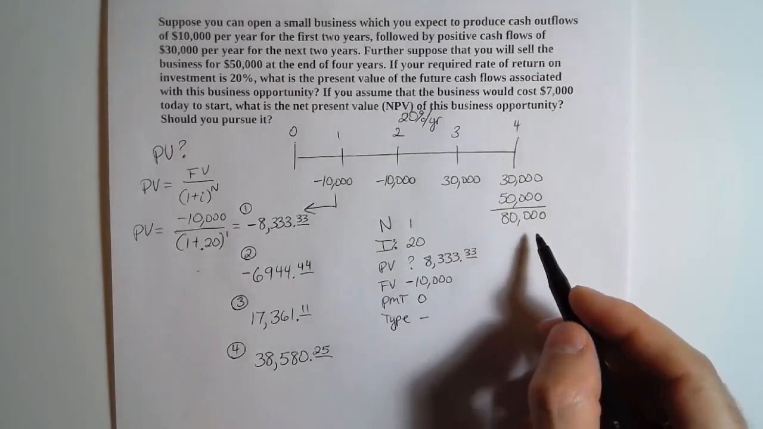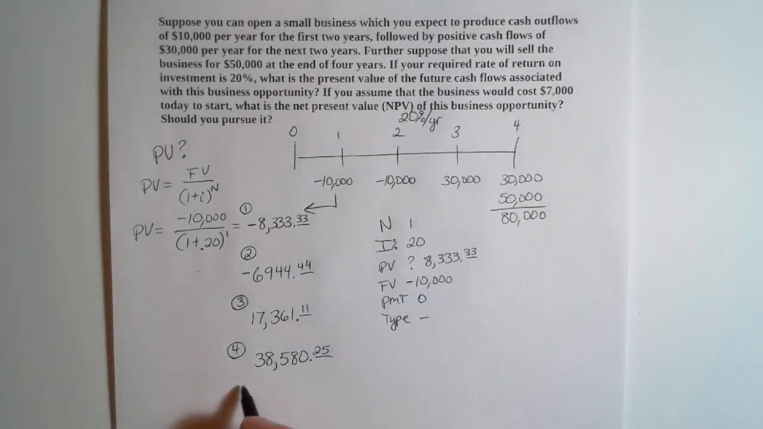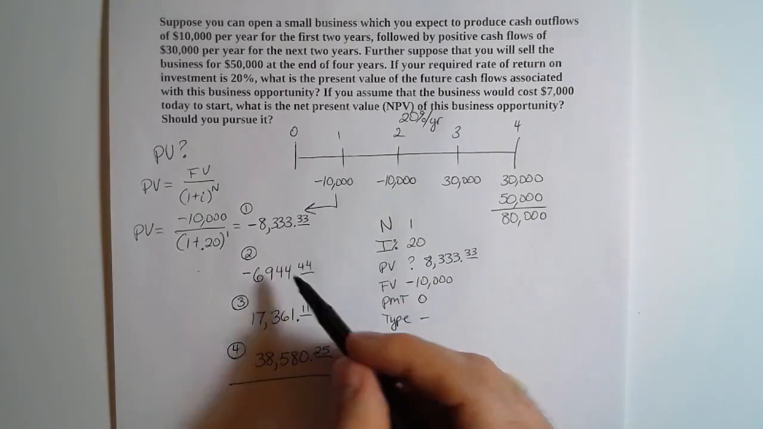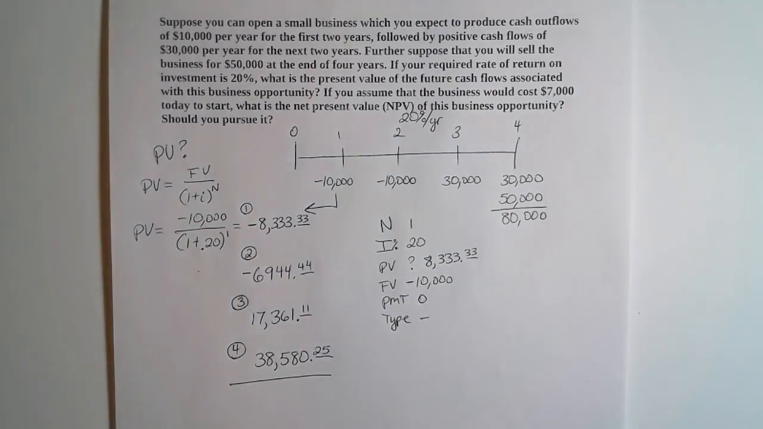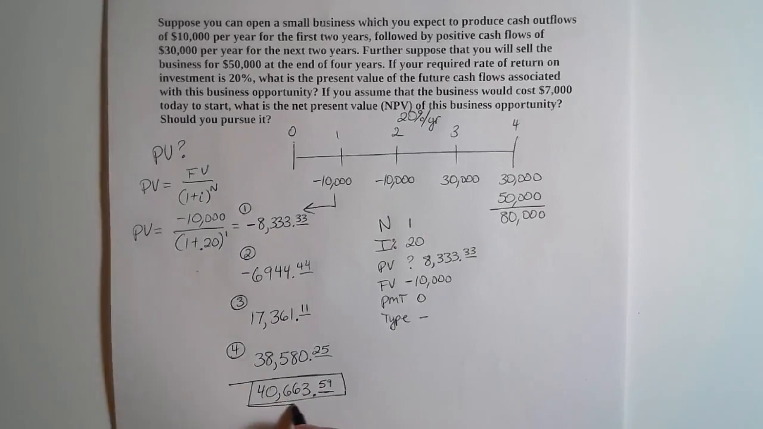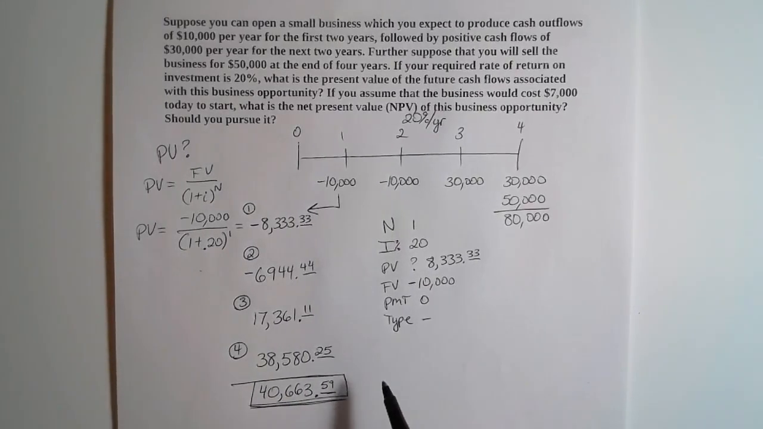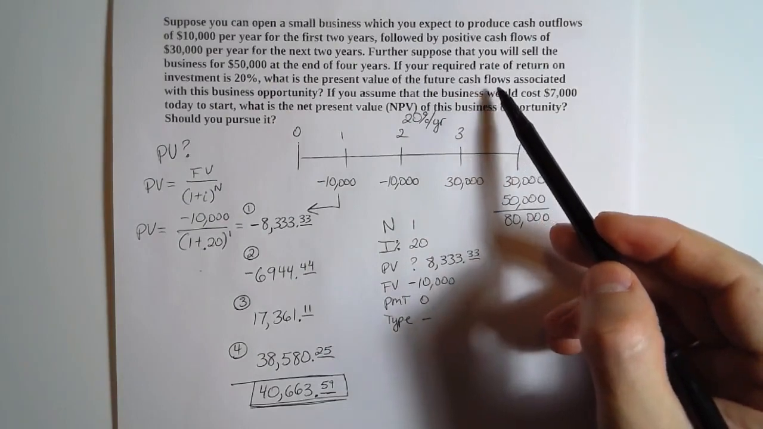So to find the overall present value of this entire enterprise, we would need to add up all of these present values, remembering that these first 2 are in fact negative. So at this point, I'll give you a moment to pause the video and see what you get. Okay, so if you added those up correctly, what you should have gotten was $40,663.59. So that is the overall present value of this business opportunity. So we've answered the first question, which is the present value of the future cash flows associated with the business opportunity.